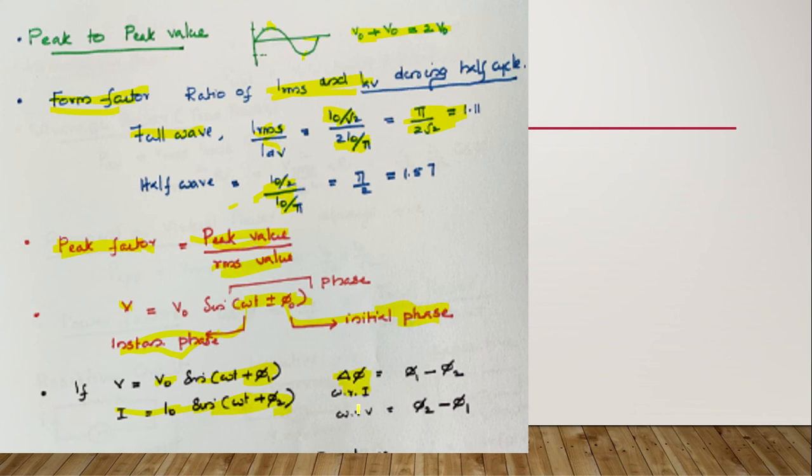Then what is the delta phi? The phase difference with respect to the current we can say phi 1 minus phi 2, and with respect to the potential as phi 2 minus phi 1.